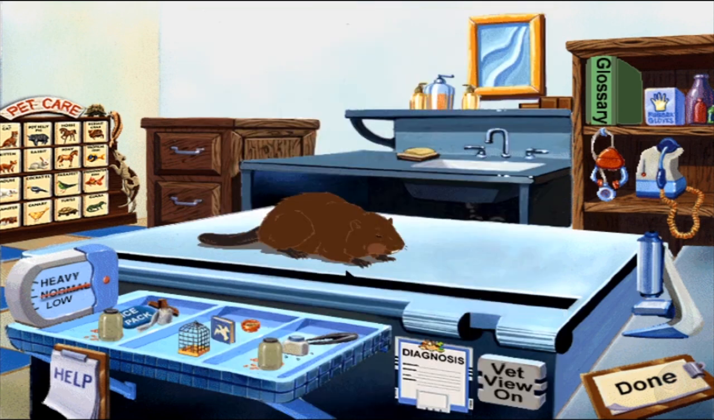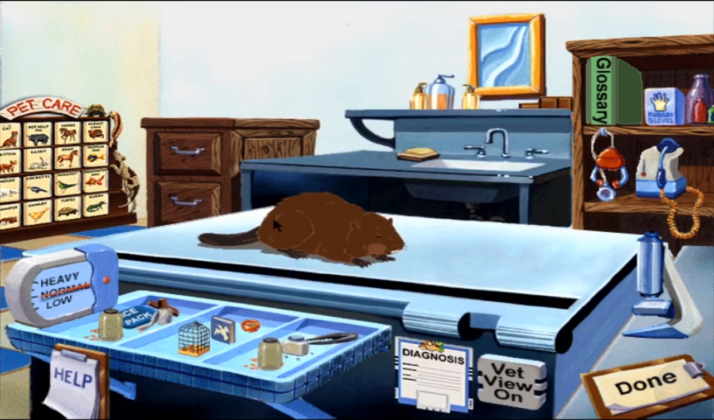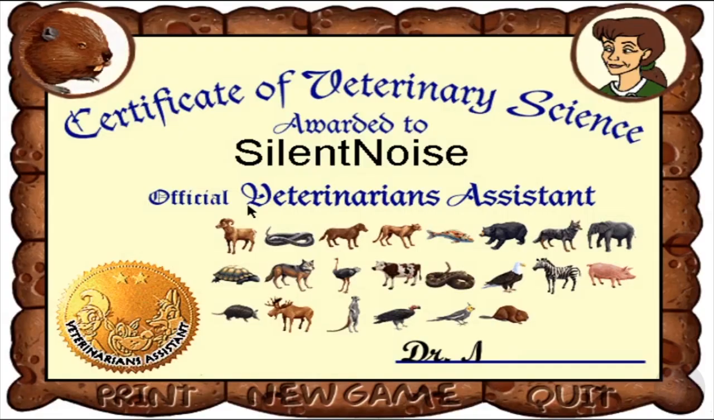Now that we know what the problem is, painkillers, antibiotics, tweezers. Excellent work! Removing the splinter was very important. The antibiotics will fight off infection, and the pain pills will help the beaver relax without hurting so much. The beaver should stay at the hospital for a few days. Congratulations! You really earned this certificate.